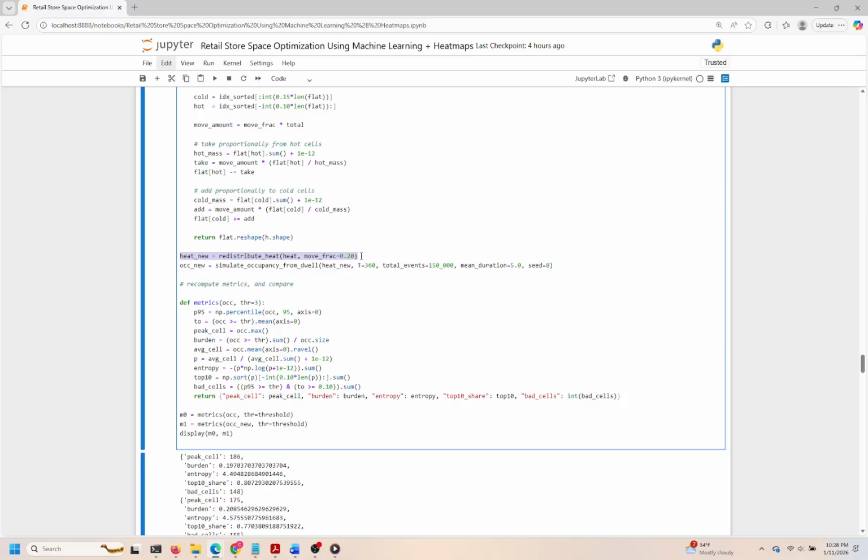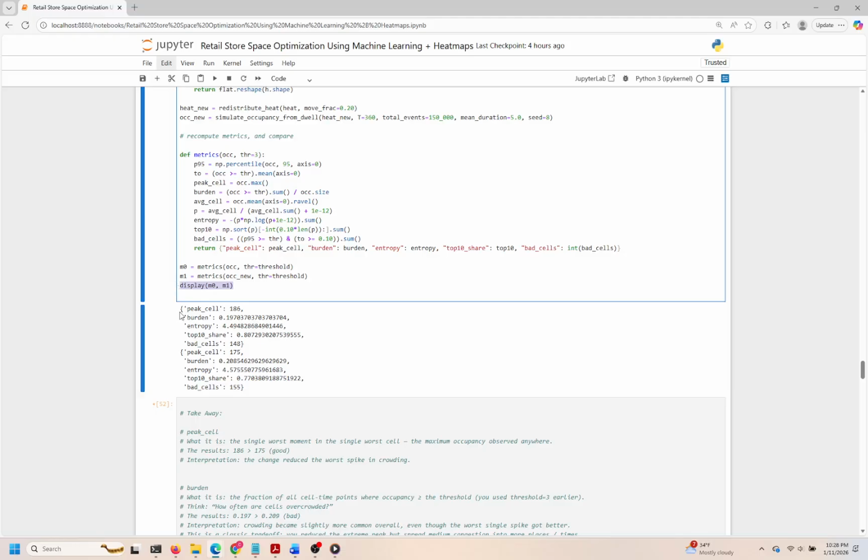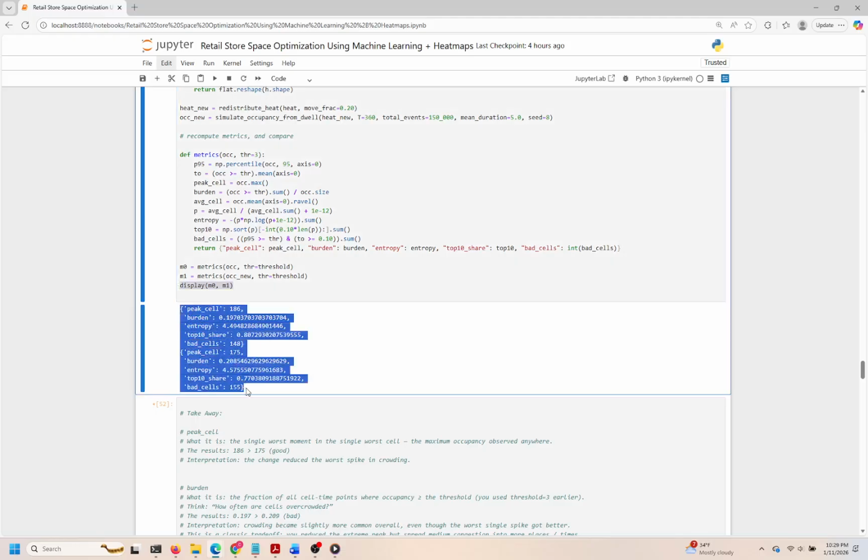We then compute several key performance indicators like the peak and average occupancy, entropy, and the share of top categories to assess the impacts of our redistribution. By comparing the original and modified metrics, we can gauge the effectiveness of our layout adjustments. Looking ahead, the next cell will likely build on these insights by exploring further adjustments or validations of the layout. As we refine our approach, understanding these metrics will be critical for iterative improvements in user engagement strategies.